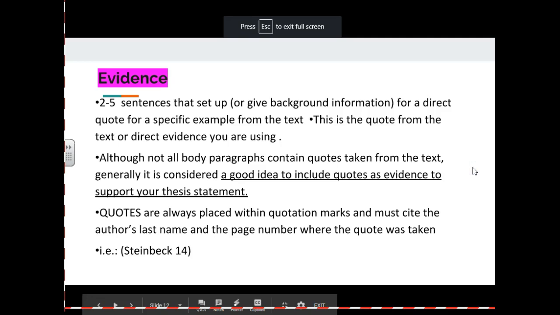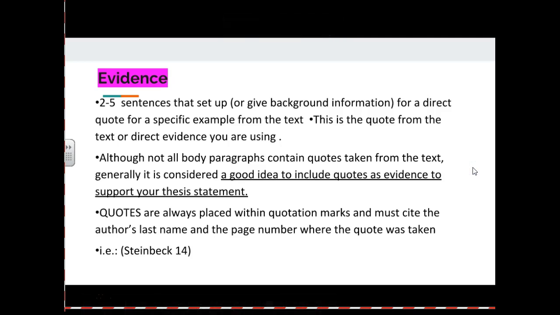Next is our evidence. Okay? So this is 2 to 5 sentences usually that set up or give background information for a direct quote from a specific example from the text. Okay? So remember how I kind of set it up? How I kind of led into the quote explaining how Simon was murdered and Simon spoke to the beast. It was kind of the big chunk. Although not all body paragraphs contain quotes taken from the text, generally it's considered a good idea, okay? So sometimes you might put in a personal statement, you might use personal experience as your evidence in other essays. For this essay, you're really using the text, right? You should have a quote in every paragraph, yes.